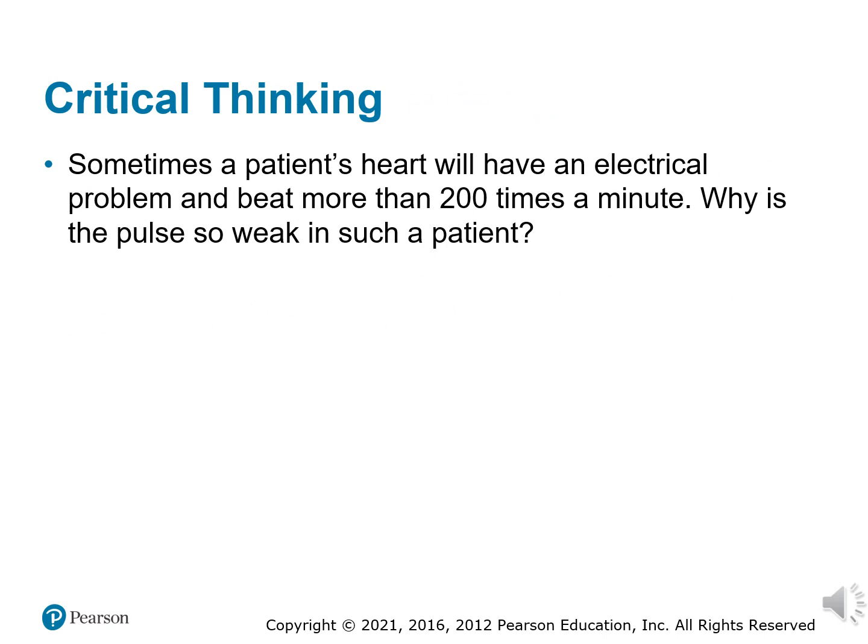Sometimes a patient's heart will have an electrical problem and beat more than 200 times per minute. Why is the pulse so weak in such a patient? So just remember that faster heart rates can prevent filling of the heart. So with this drop in preload, cardiac output also suffers. So if little blood is being ejected from the heart, pressure will not be normal and the pulse will be weak.